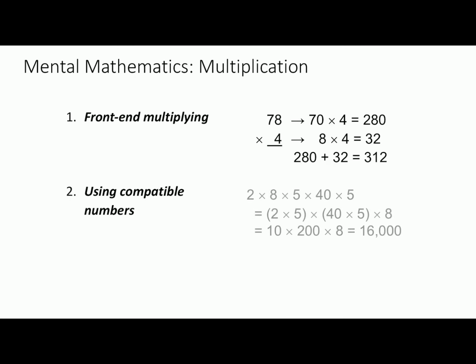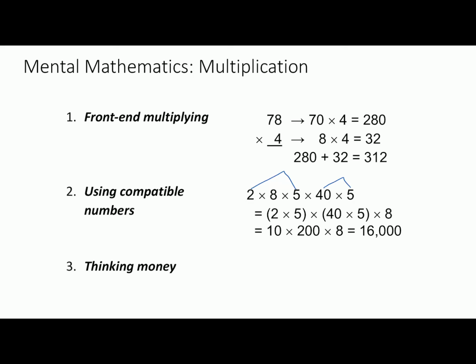We can use compatible numbers. So if you give a bunch of numbers to multiply, I've got 2 times 8 times 5 times 40 times 5. Let's use numbers that are compatible. 2 times 5 is compatible. It's a nice value of 10, right? 40 times 5 also, that gives us a nice value of 200. And so if I multiply those two together first and then multiply by 8, that's going to make the multiplication a little bit easier.